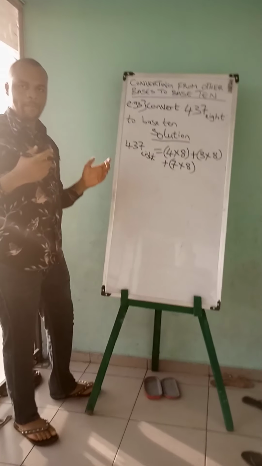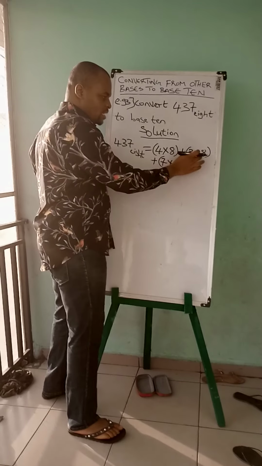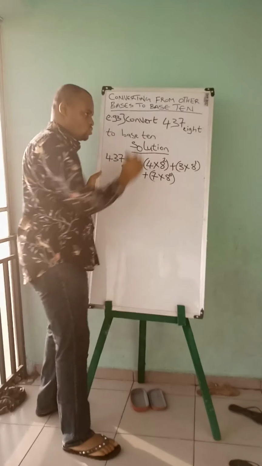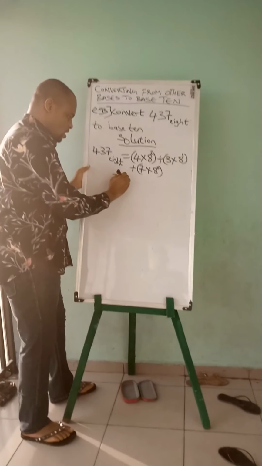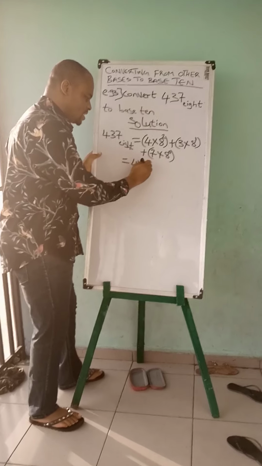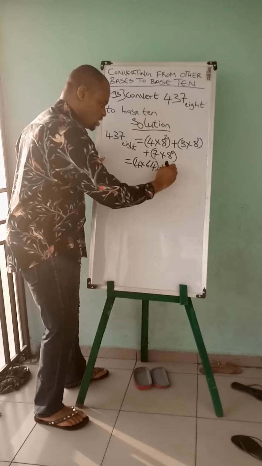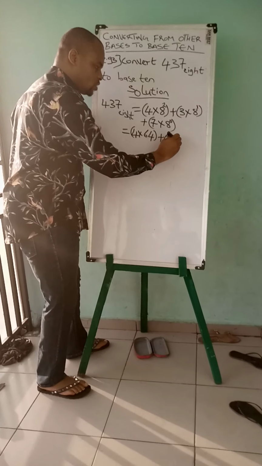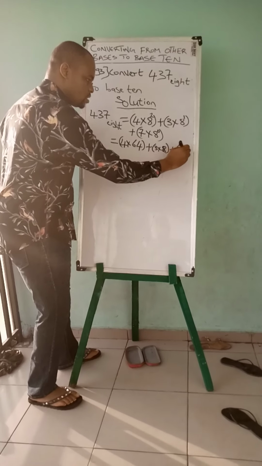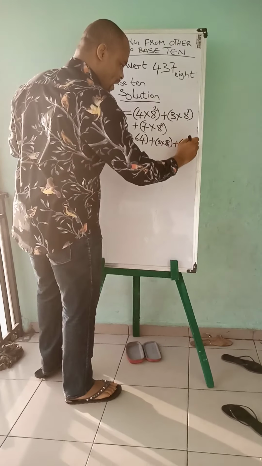Now you introduce your powers from behind. So this last number will take power 0. The next 8 will take power 1. The next number base 8 will take power 2. So this will give me 4 times 8 raised to the power of 2, which means 8 times 8, and 8 times 8 is 64. Plus 8 raised to the power 1 is 8. Plus 8 raised to the power 0. Any number to power of 0 is 1.